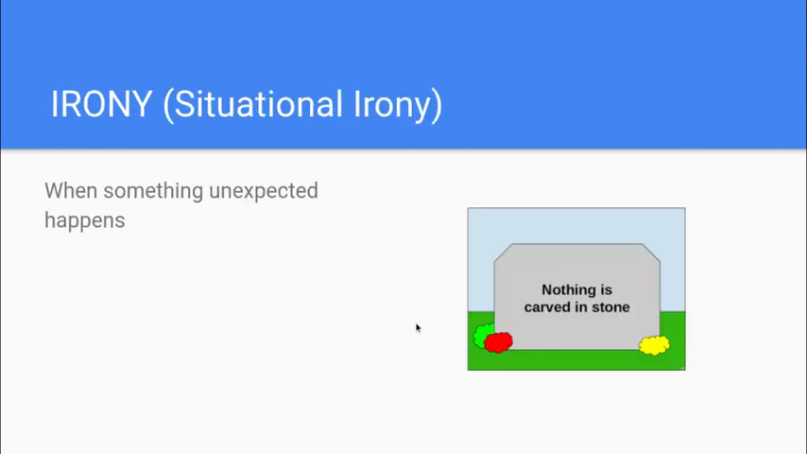Irony, and there are 3 different types of irony. We will review that as we continue the year, but if people just say irony, usually they're referring to situational irony. So in that case, when something unexpected happens, so kind of ironic that this says nothing is carved in stone, when in fact that saying is literally carved in stone.